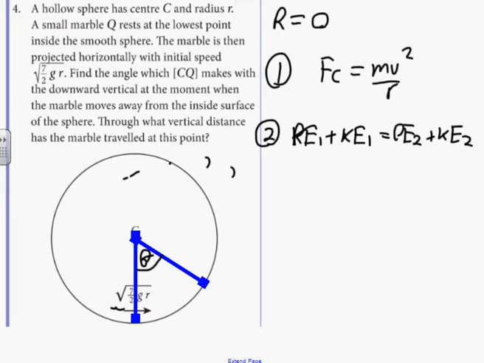However, if I want an angle with the upward vertical, I go this direction up here, and then I say, oh, it's this angle. So everybody knows the difference between downward vertical and upward vertical now? Okay. So, downward vertical. So apparently it loses contact here.